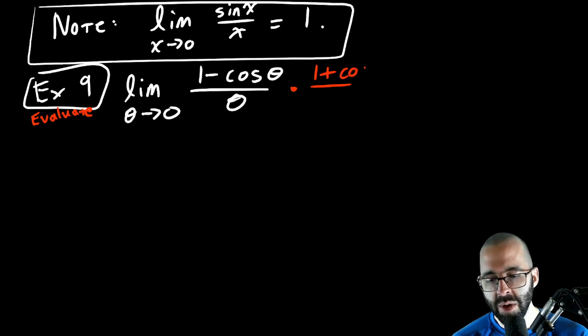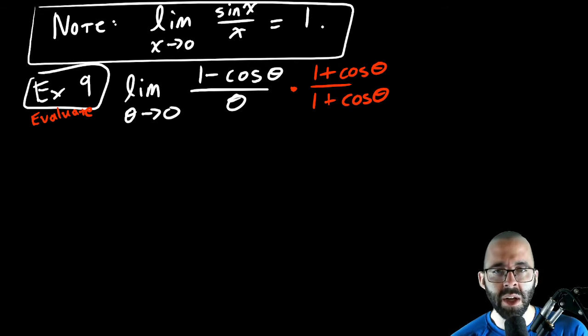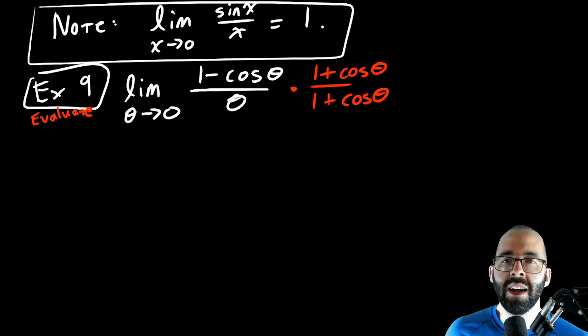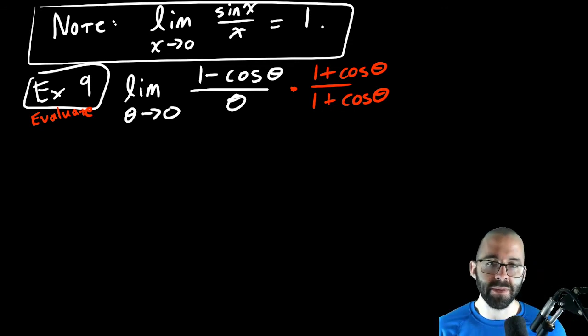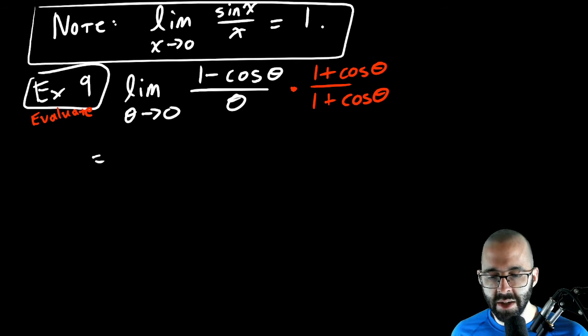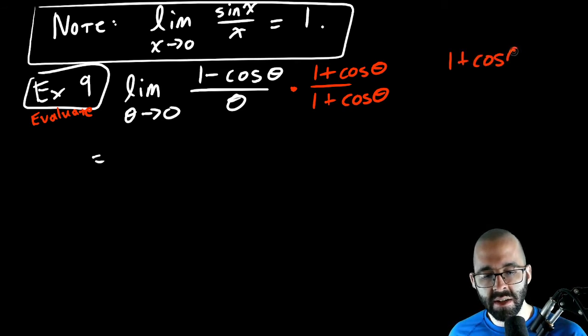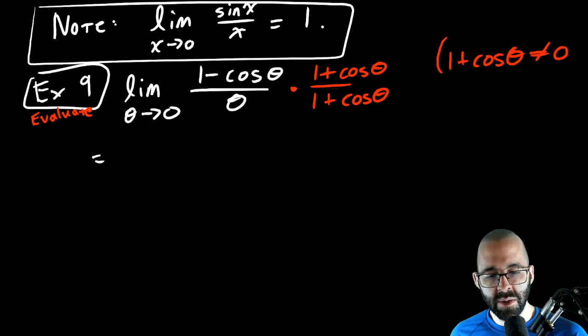If we multiply by 1 plus cosine of theta, we're still going to have a cosine in the bottom, but it's going to be okay because cosine of 0 is 1, so this is going to be a 2, and a 2 is nice. And this is going to fix our problem in the top. So we have, again, the difference of squares, and this is true as long as we're not dividing by 0. This is true as long as 1 plus cosine of theta is not equal to 0.